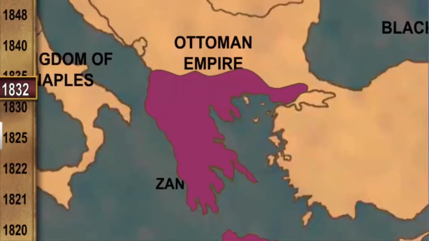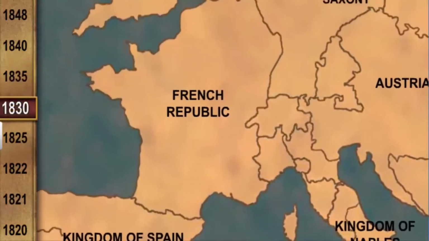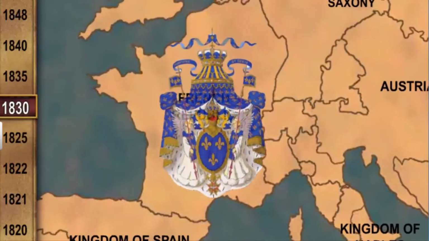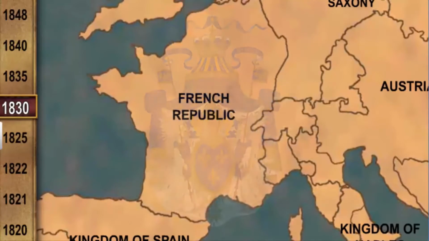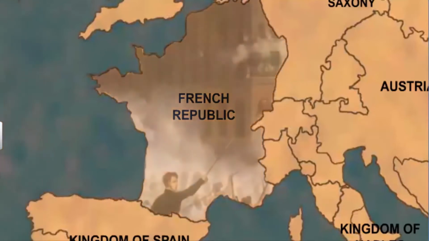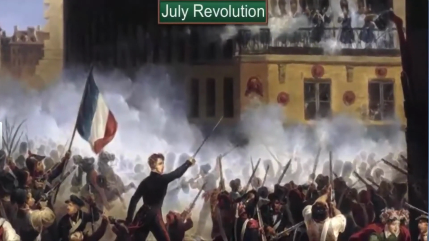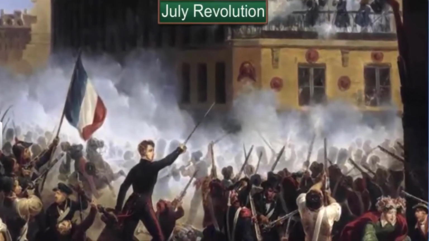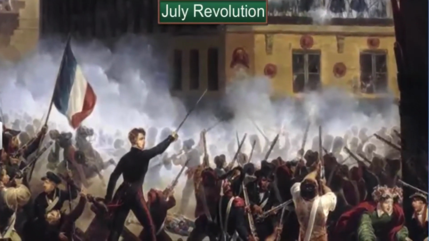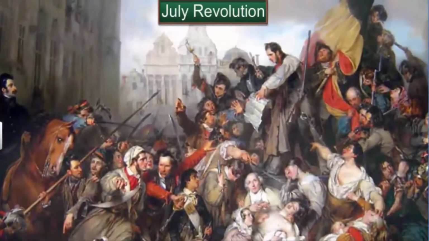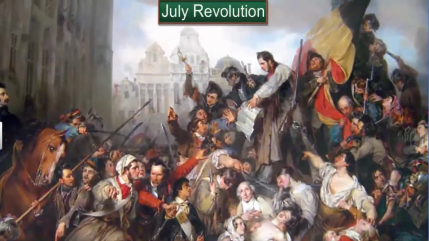In 1830, the Bourbon dynasty, restored in 1815 during the conservatives' reaction, was overthrown by liberal revolutionaries. The French Revolution of 1830 is also known as the July Revolution. Inspired by the French or July Revolution, Belgium broke away from the United Kingdom of the Netherlands.